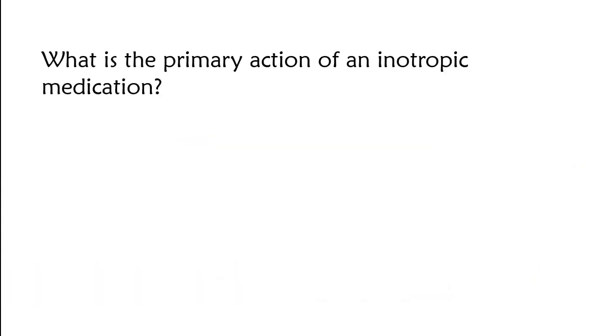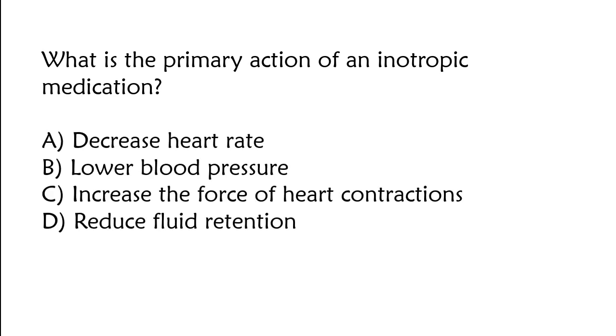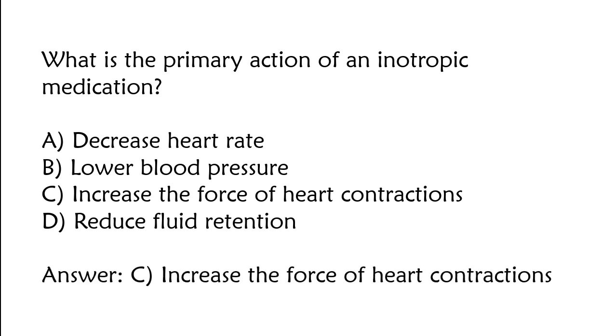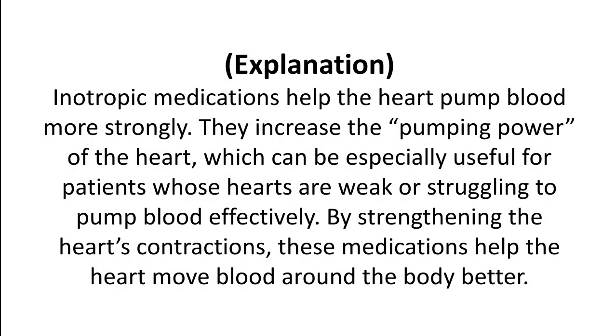What is the primary action of an inotropic medication? Decrease heart rate, lower blood pressure, increase the force of heart contractions, reduce fluid retention. The correct answer is option C, increase the force of heart contractions. Explanation: inotropic medications help the heart pump blood more strongly. They increase the pumping power of the heart, which can be especially useful for patients whose hearts are weak or struggling to pump blood effectively. By strengthening the heart's contraction, this medication helps the heart move blood around the body better.